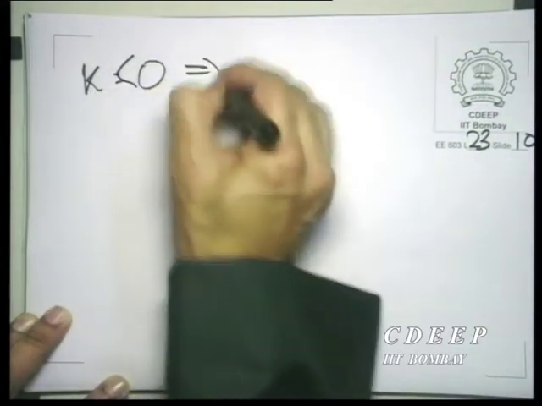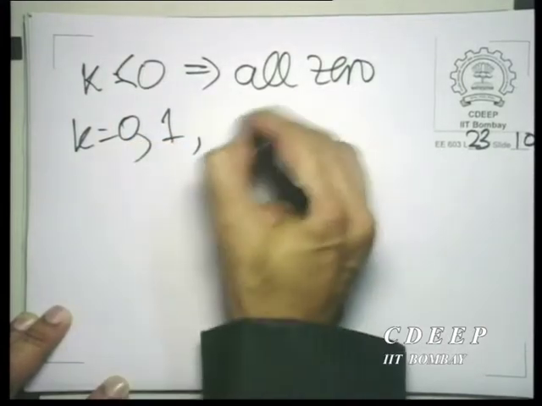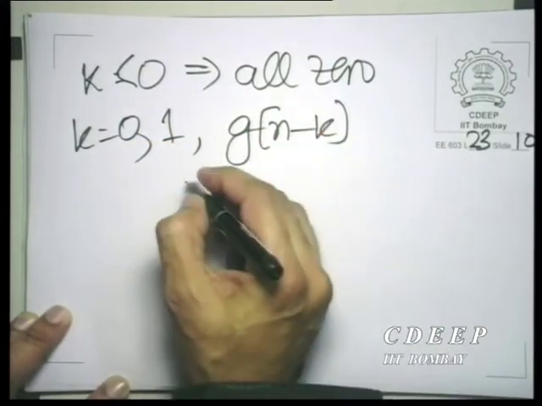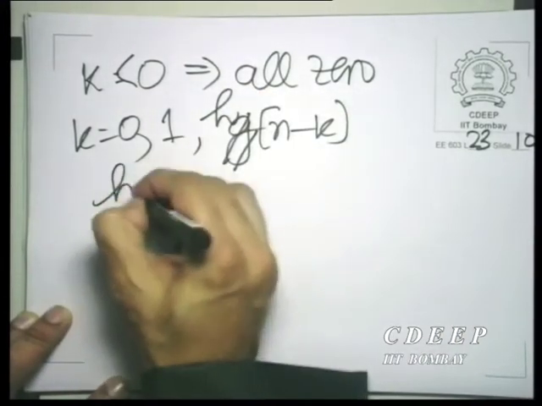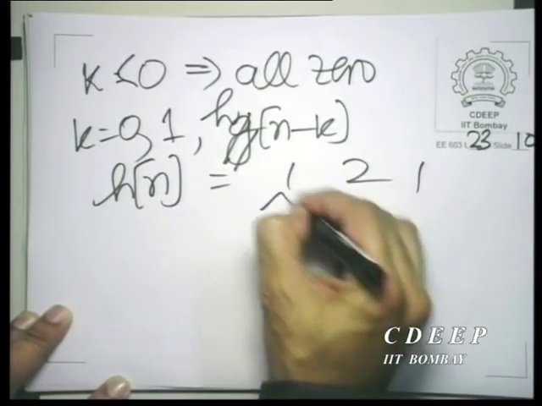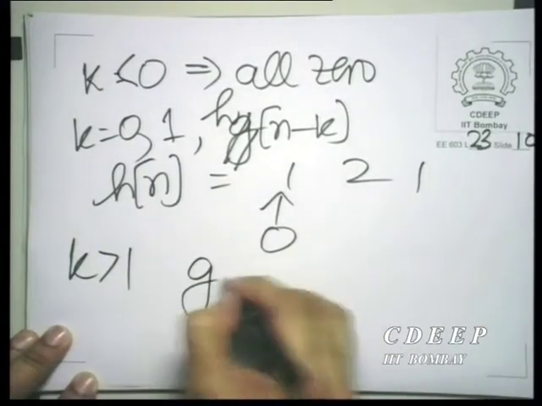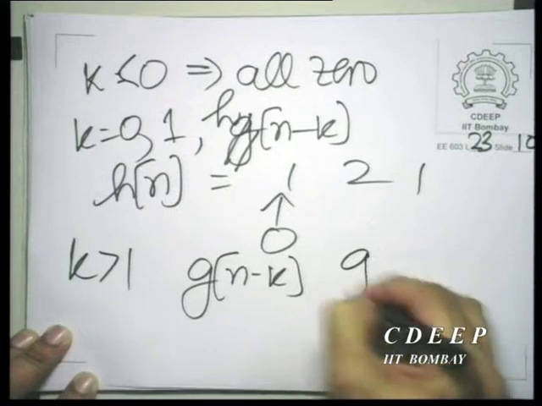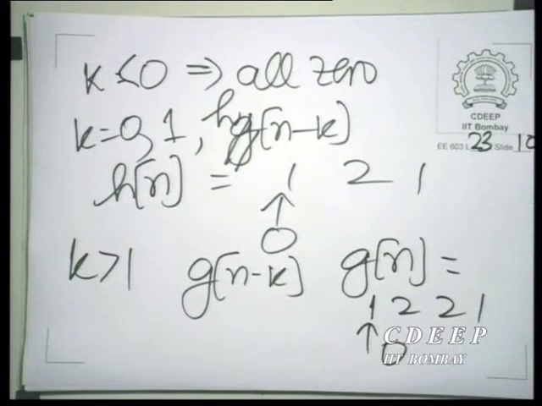K less than 0, all 0. K equal to 0, 1, it is g[n minus k], and h[n minus k], and h[n] is specified to be 1, 2, 1 with this 1 placed at 0. And for k greater than 1, it is g[n minus k], and g[n] is specified to be 1, 2, 2, 1 with this 1 located at 0. So, the first question is to write down the output y[n] in terms of the input x[n] in general.